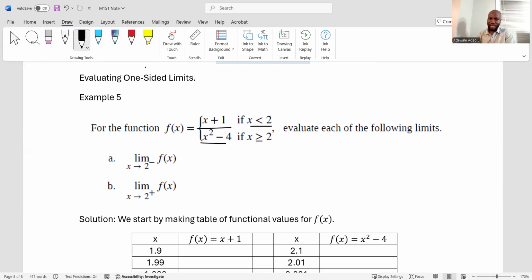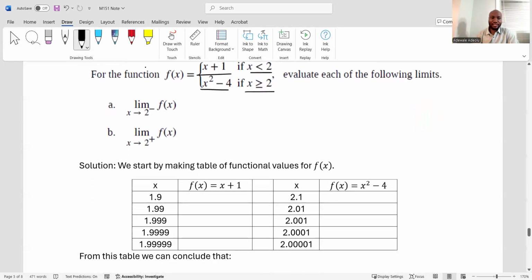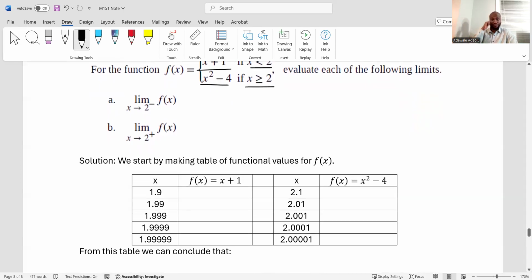And it is x squared minus 4 if x is greater than or equal to 2. So, how do we find limits from the left? Limit from the left for this. So, limit of f of x as x goes to 2 from the left.